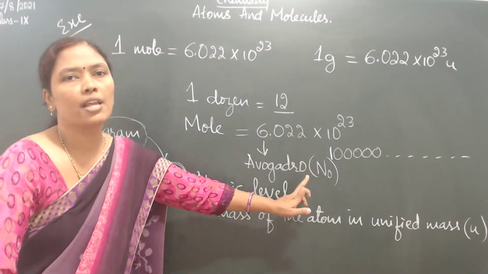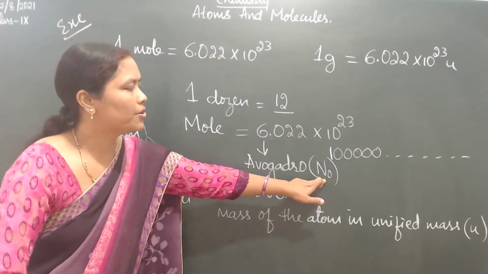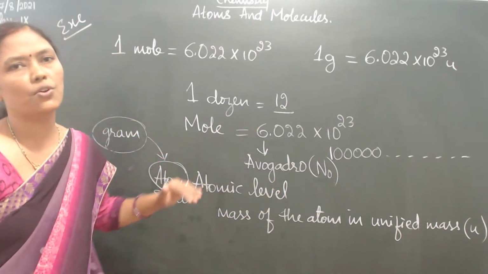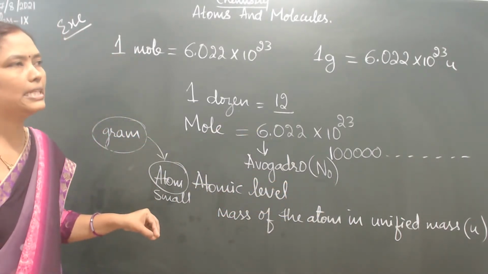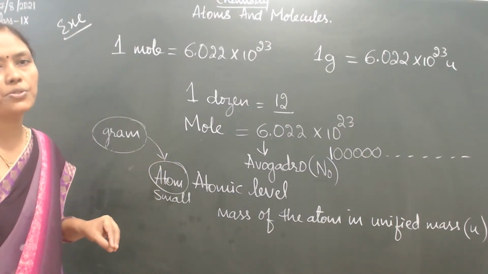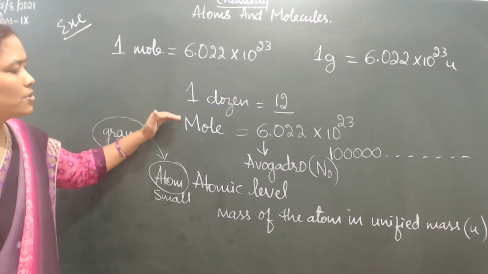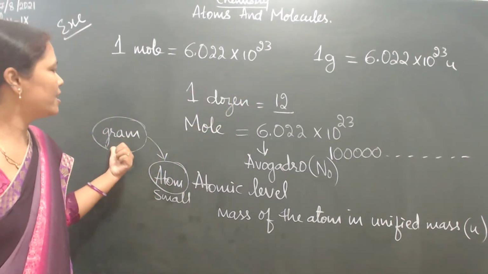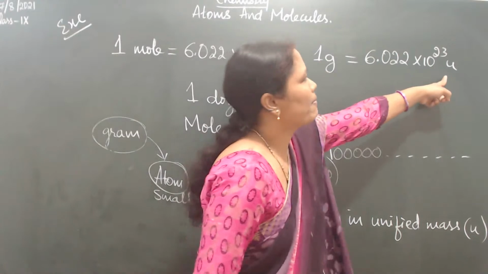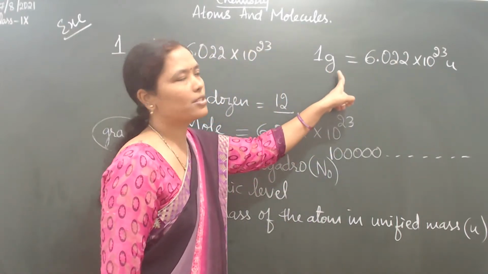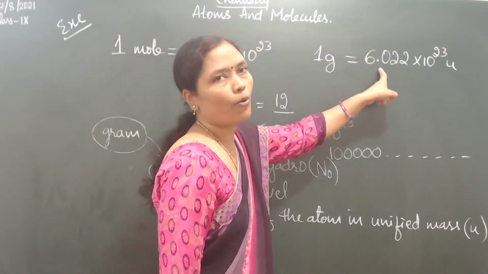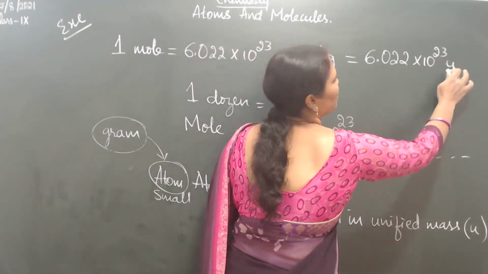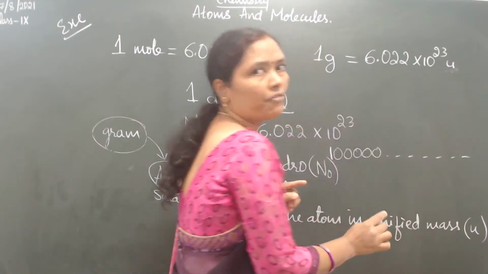We are going to represent it by N naught, and we are going to use this number in chemical reactions. Let us see the relationship between the gram and the unified mass. Here, 1 gram is equal to 6.022 × 10^23 U. This U is the unified mass.